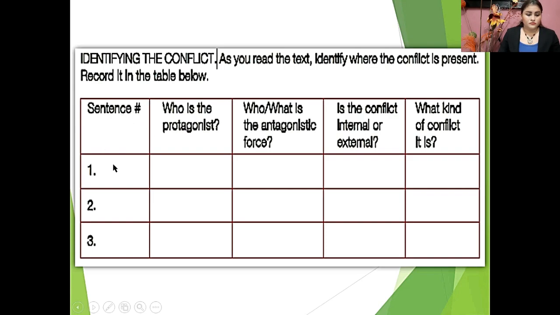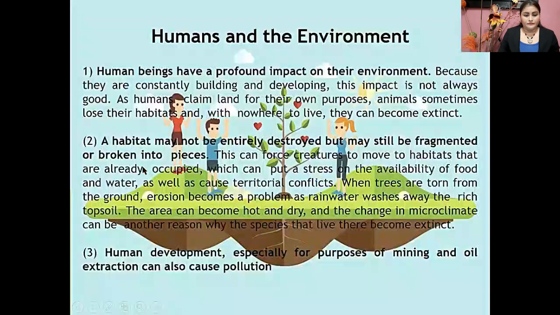Sentence number, who is the protagonist? Who or what is the antagonistic force? Is the conflict internal or external? What kind of conflict is it? Okay, so in the previous reading, you have to analyze and write sentence number one, and number two, and number three. In this, pay attention, the previous reading.